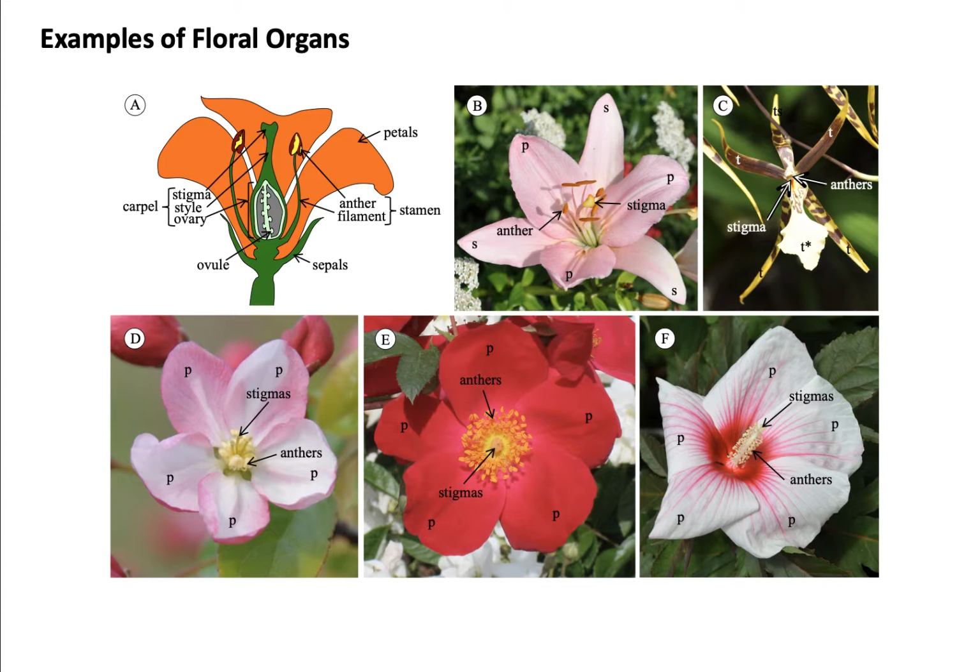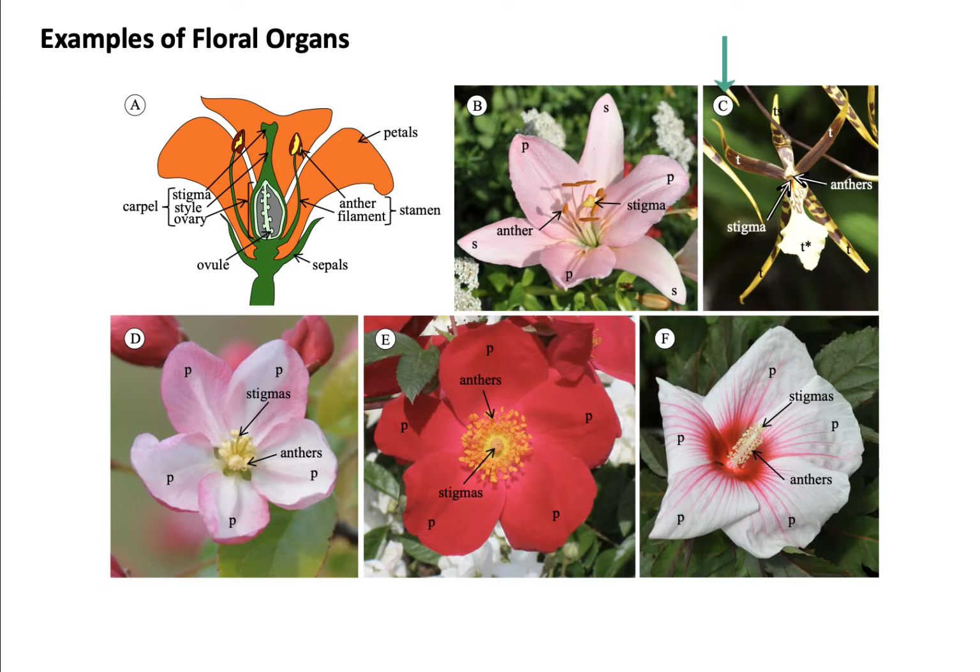Flowers can be very diverse. In B here, this is a lily. There are only 3 petals there, with the initials P. The other pink organs there are sepals, so they look somewhat like the petals. And then there are the anthers, and there's the stigma in the center.